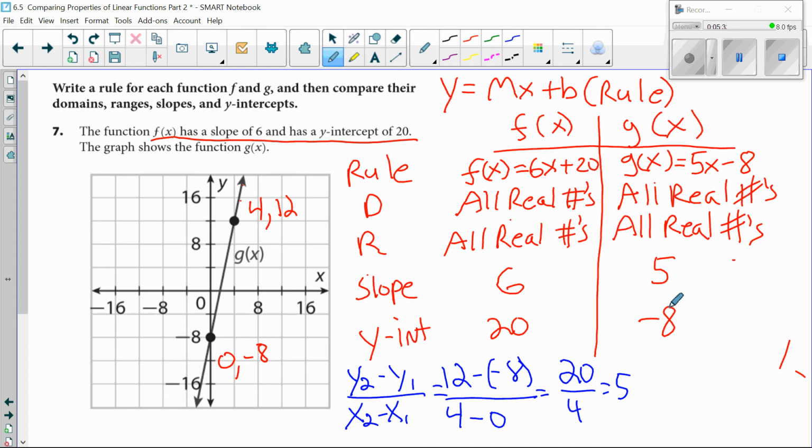Okay, now that I've got them both written out, I can compare them. I can say, all right, cool. Both of the domains and ranges are the same. The slope for f of x is bigger than the slope of g of x. And the initial value, the beginning here, the y-intercept is bigger for f of x than it is for g of x. So that's comparing two linear equations.